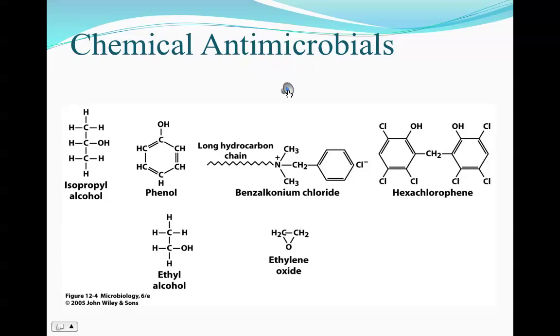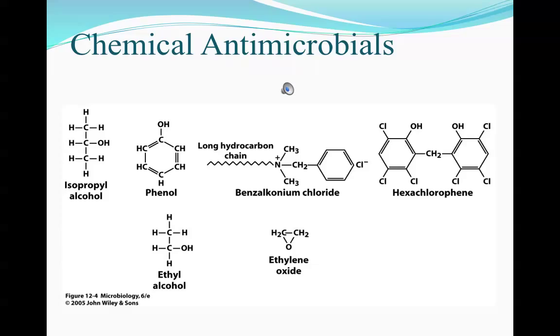There are various types of chemical antimicrobials that we could use as either disinfectants and or antiseptics. A disinfectant is a chemical that we would use on a fomite or inanimate object to remove or reduce the number of microorganisms on that surface. An antiseptic is a chemical that will do the same thing, remove or kill any microorganisms on a surface, but we're talking about skin. It has to be safe enough to use on skin.